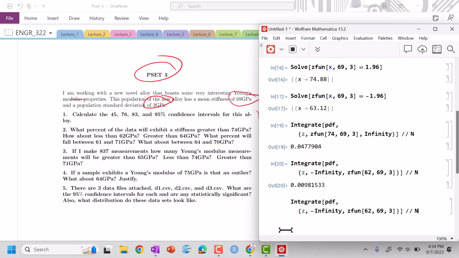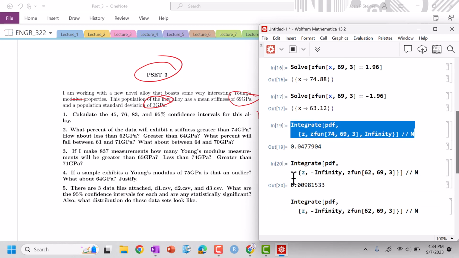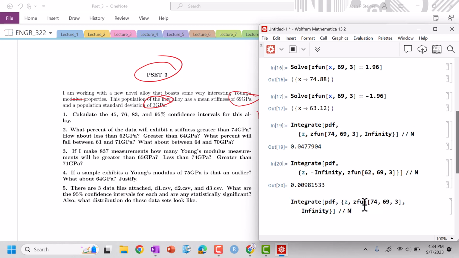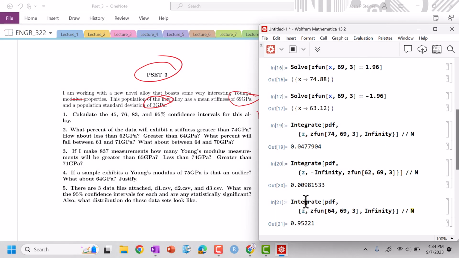What about greater than 64? Well, actually, I'm going to copy this one. So greater than 64. We can see that right here. What percent of the data will fall between 61 and those other values? Oh no, it's going to take me off screen. Nope, it'll just go there. All right. Let's keep moving.